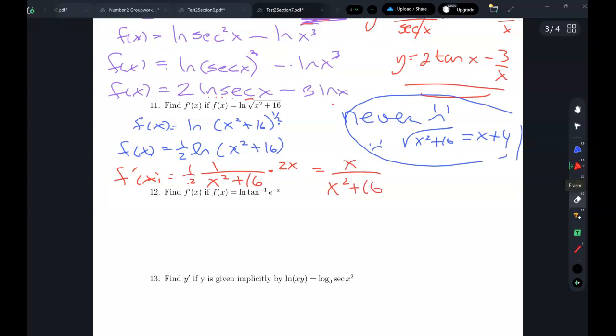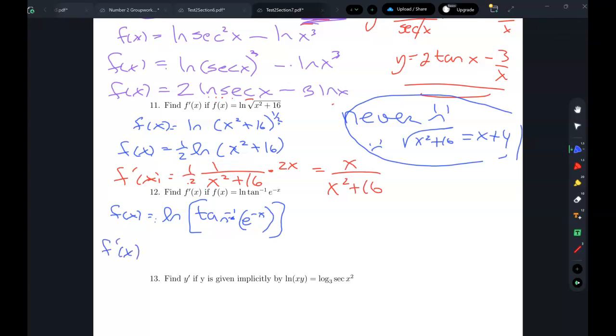Okay, so let's look at this one. Ooh, this is a little uglier. So I'm just going to rewrite it. So this is like saying ln of inverse tangent of e to the negative x. This negative 1 is not an exponent. It means arctangent, right? So this negative 1 cannot come down in the front. So we just have to do it as it is.